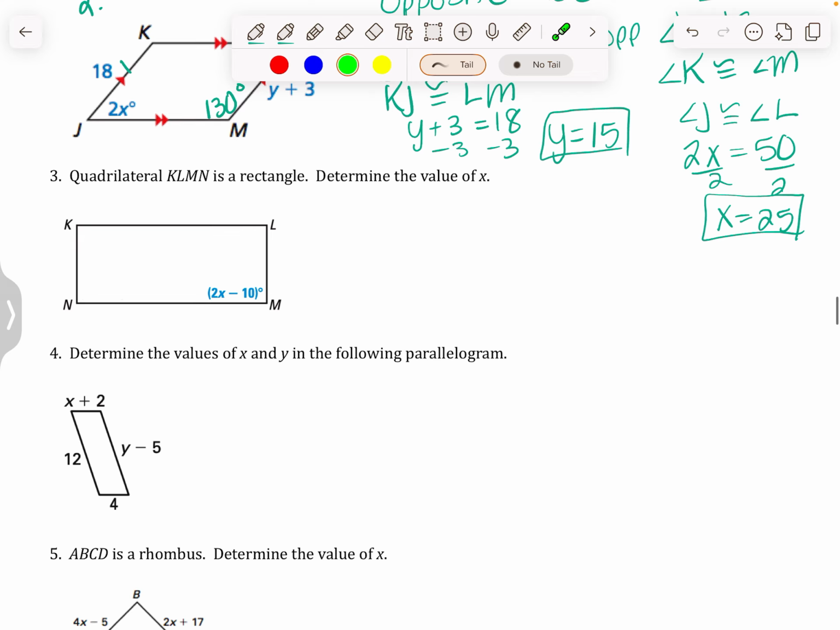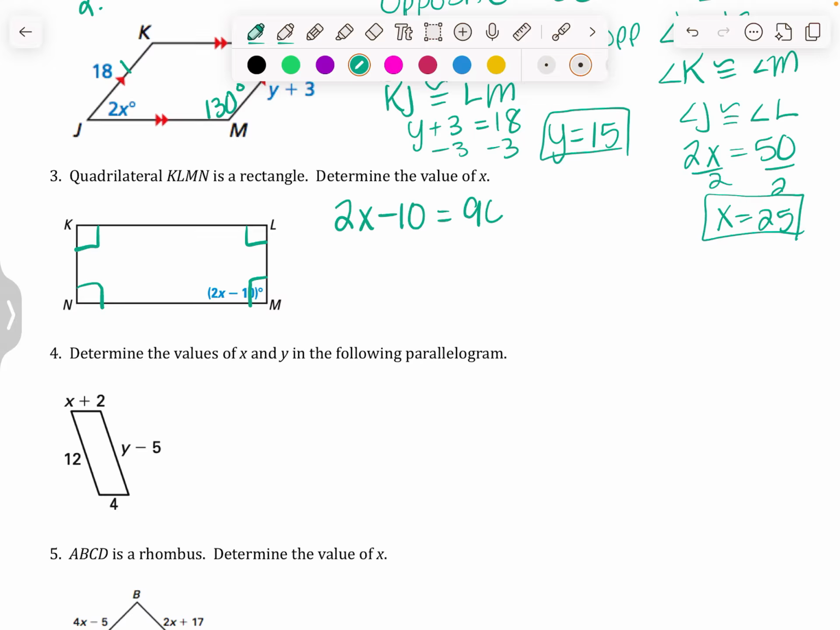If you know that this quadrilateral KLMN is a rectangle and we want to determine the value of x, given that it is an angle in the rectangle, we need to remember that in a rectangle, all of our angles are 90 degrees. In which case, we know that 2x minus 10 has to equal 90 degrees. Remember, we can tell that this is an angle measure because it is in parentheses with that little degree mark.